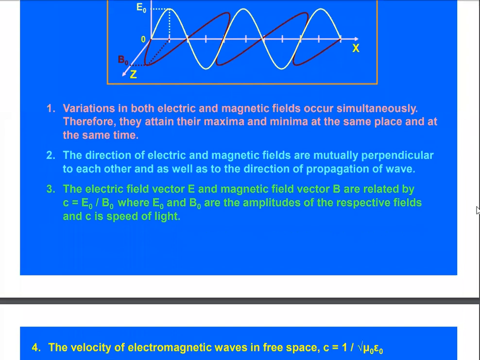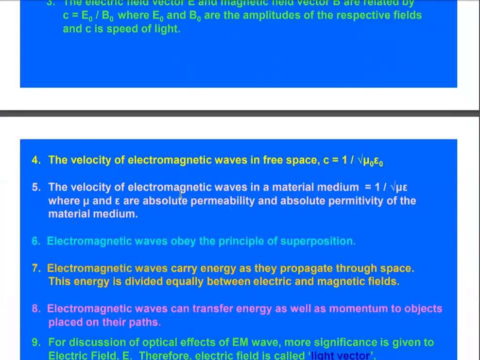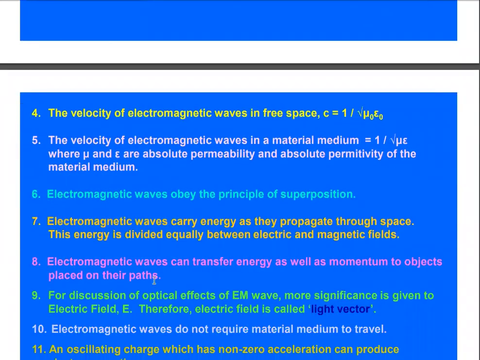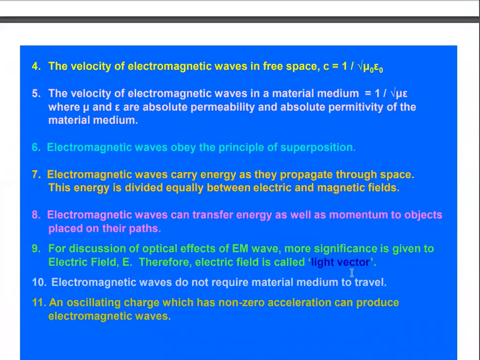Now, and also we have discussed that speed of electromagnetic wave can be expressed as the ratio of amplitude of electric field to that of magnetic field. And in case of light, we have discussed that electric field becomes dominant. Therefore, electric field itself is called light vector.